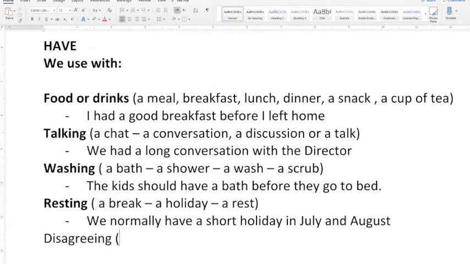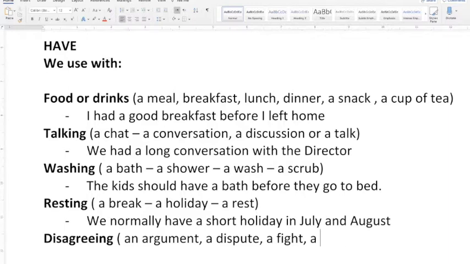Just to finish, we can also use the lexical verb have if you're talking about disagreeing. Disagreeing can be when we are having an argument, when there is a dispute, when there is a fight, or when there is a quarrel.